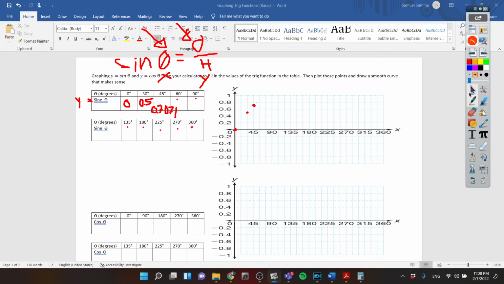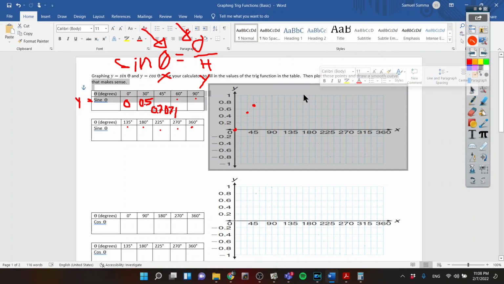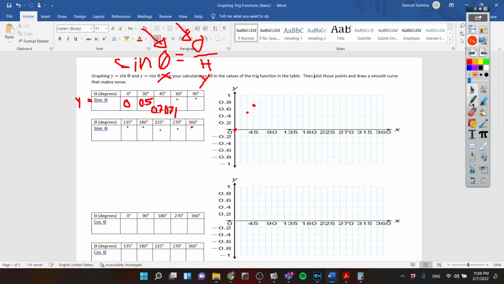And then when you've plotted those points, draw a smooth curve that makes sense. These look like they're linear, but you'll see when you have more points, they're not quite linear. They're linear-ish, but there's a slight curvature downwards. And then show me what the rest of this graph does.